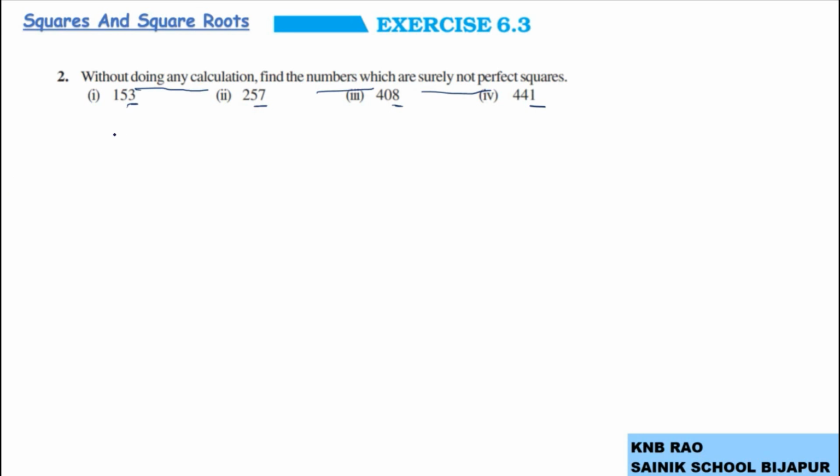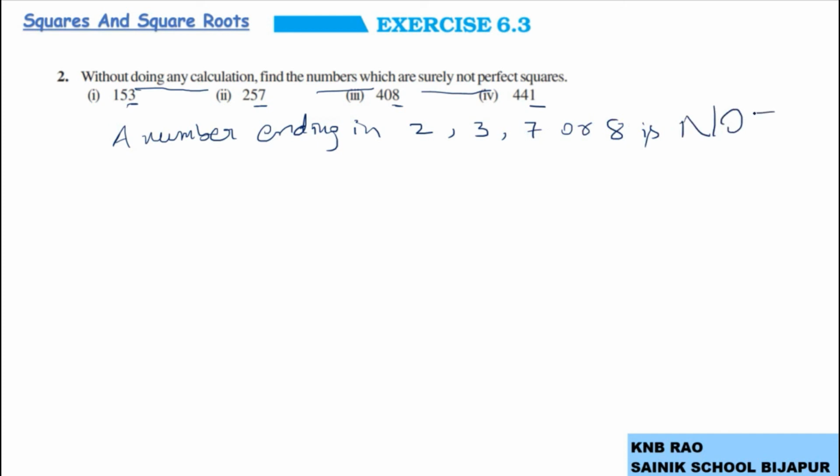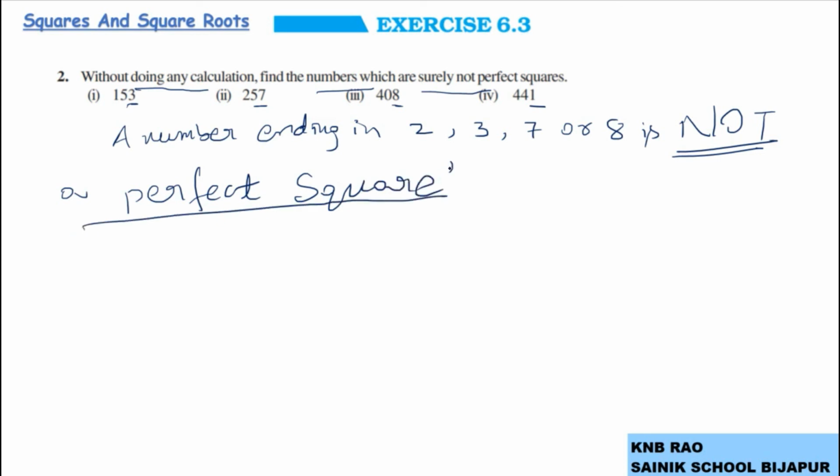You know, a number ending in 2, 3, 7 or 8 is not a perfect square. So it is a very important property. If you know this, you can answer now.